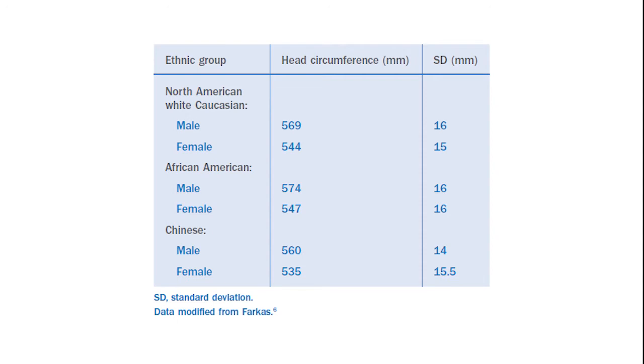In head circumferences, there are also ethnic differences. African Americans have the largest and the Chinese have the smallest head circumference for both sexes. The head circumference is slightly larger for blacks than for whites in both sexes.